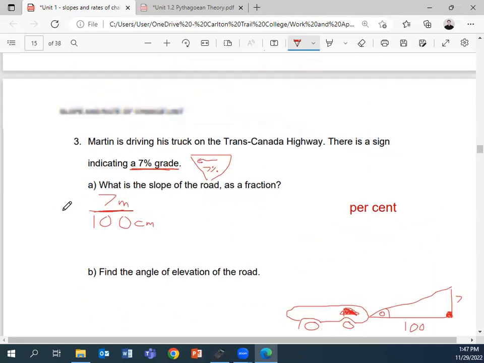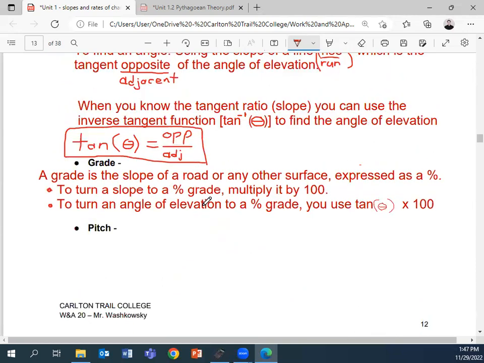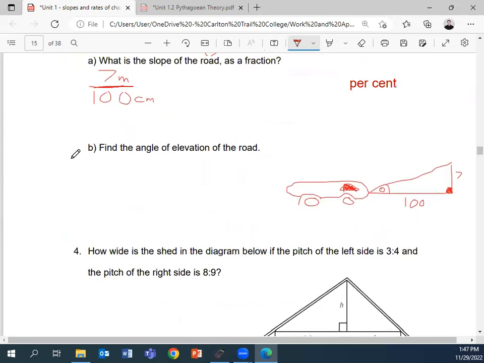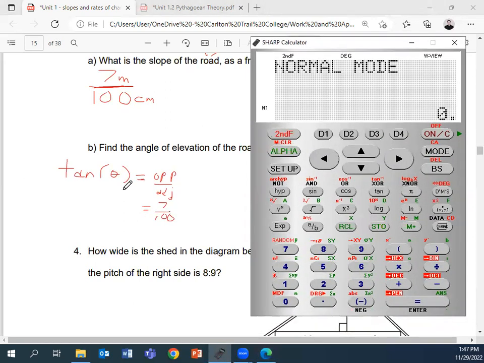So to find an angle of elevation, yeah, we're using sides to find angles. You're right, Kim. We're going to use tangent. So I take my tangent of theta, tangent of my angle, equals opposite over adjacent, so equals 7 over 100. So I punch it in my calculator. Remember, I'm going to have to divide by this little tangent, which means I need to take the inverse of it.